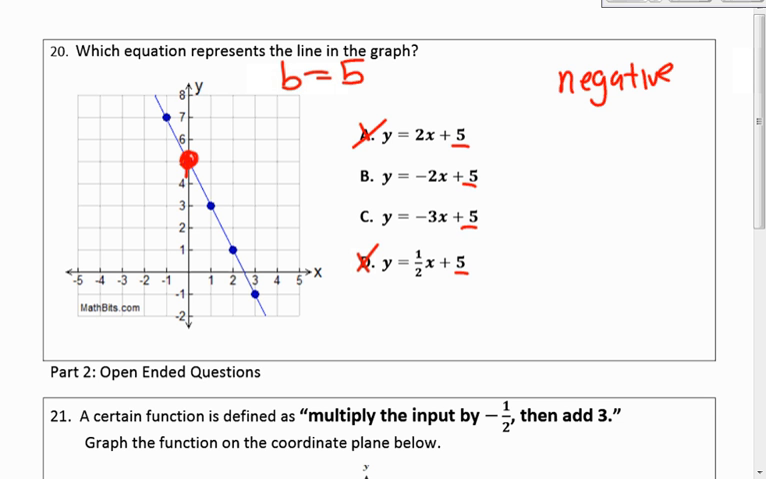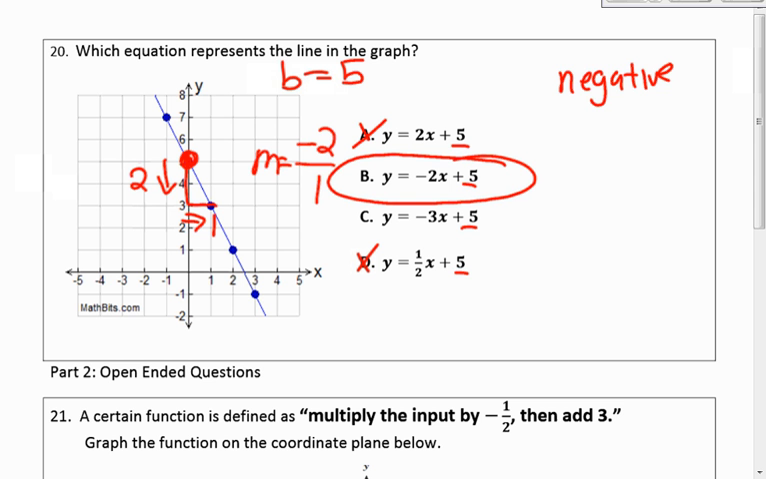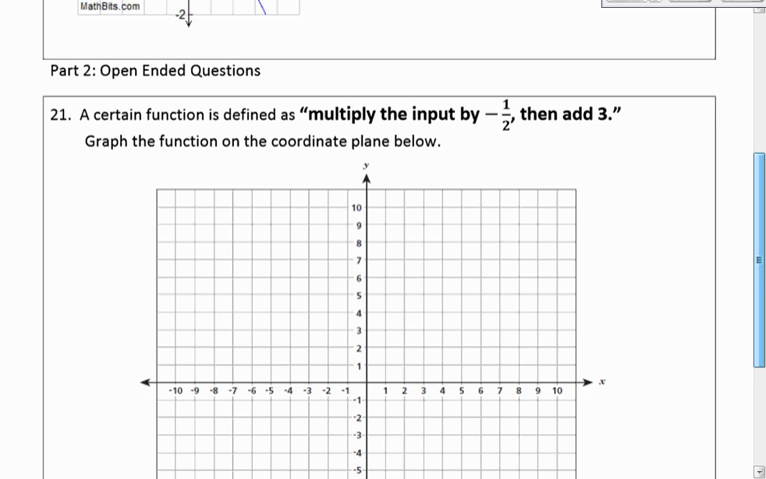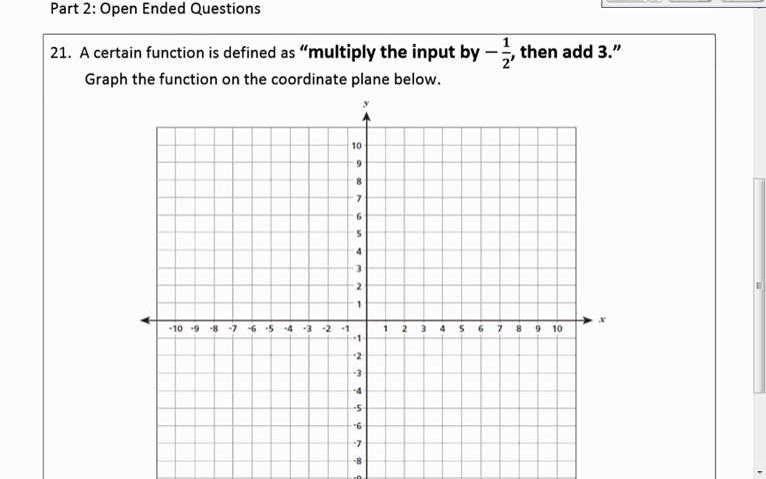To find the rise over run, make your triangle, and I went down 2 to the right 1. So down 2 to the right 1 is negative 2 over 1. The only choice that has a slope of negative 2 and a y-intercept of 5 is choice B. Now we can move on to the open-ended questions.